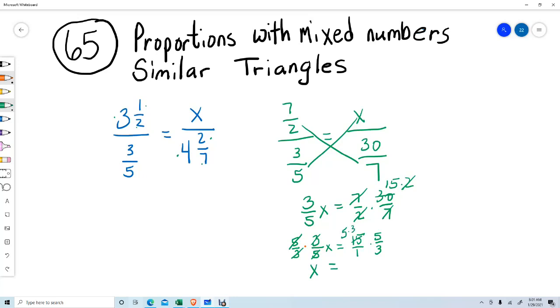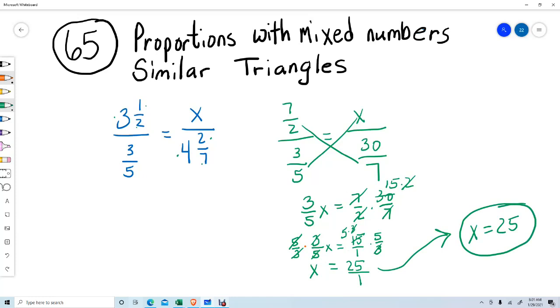15 becomes 5 times 3. Cancel those 3's. I am left with 25 in the numerator and 1 in the denominator. And that is just x equals 25. Anything over 1 is just itself. So that's all you have to do here.